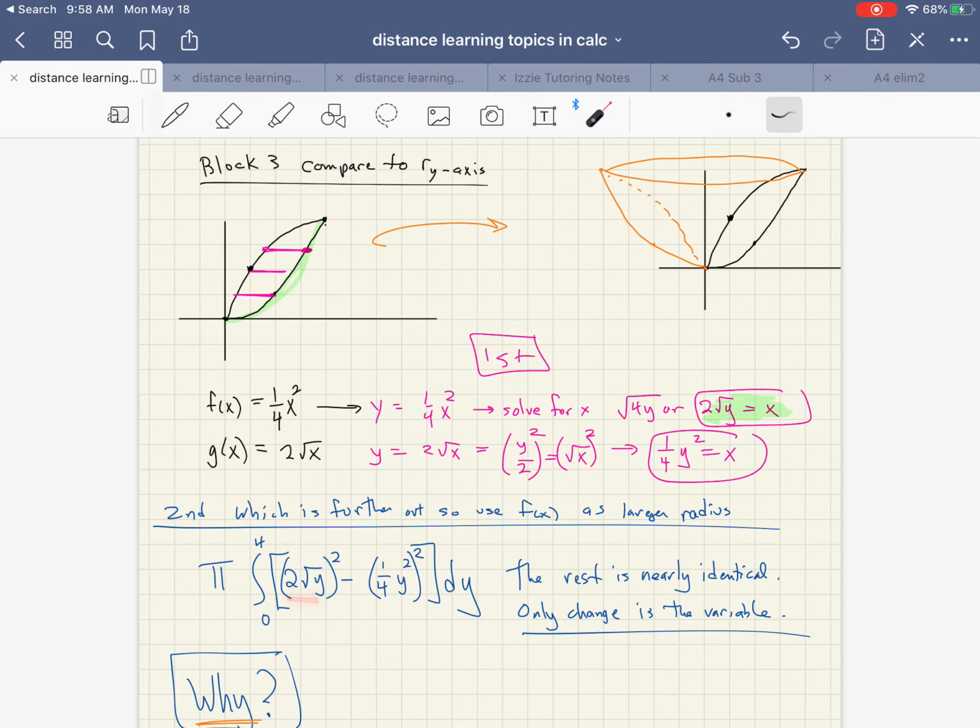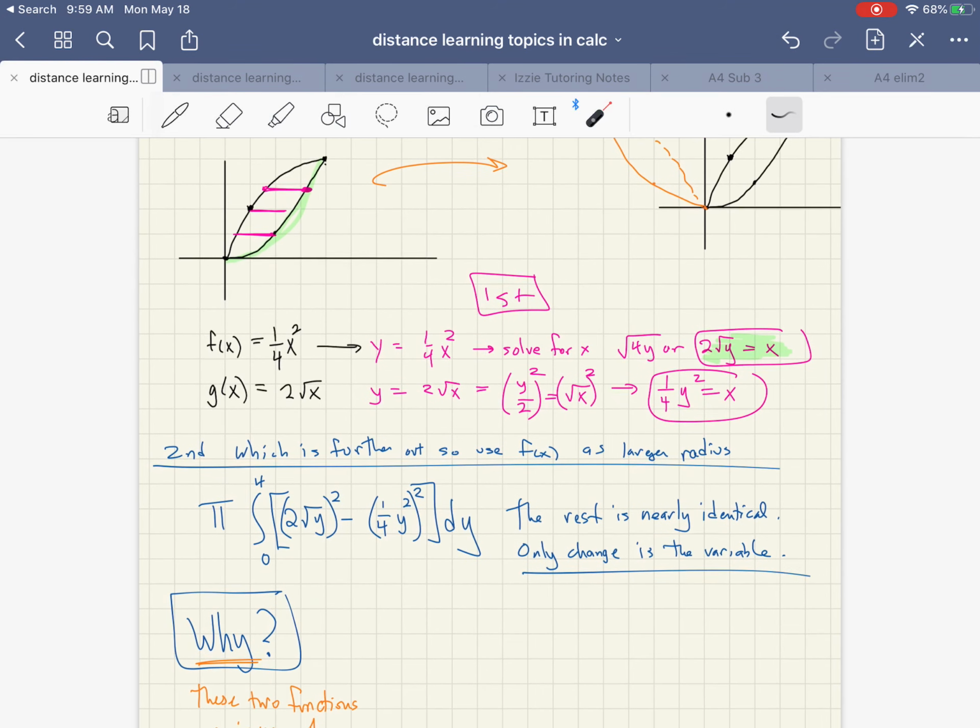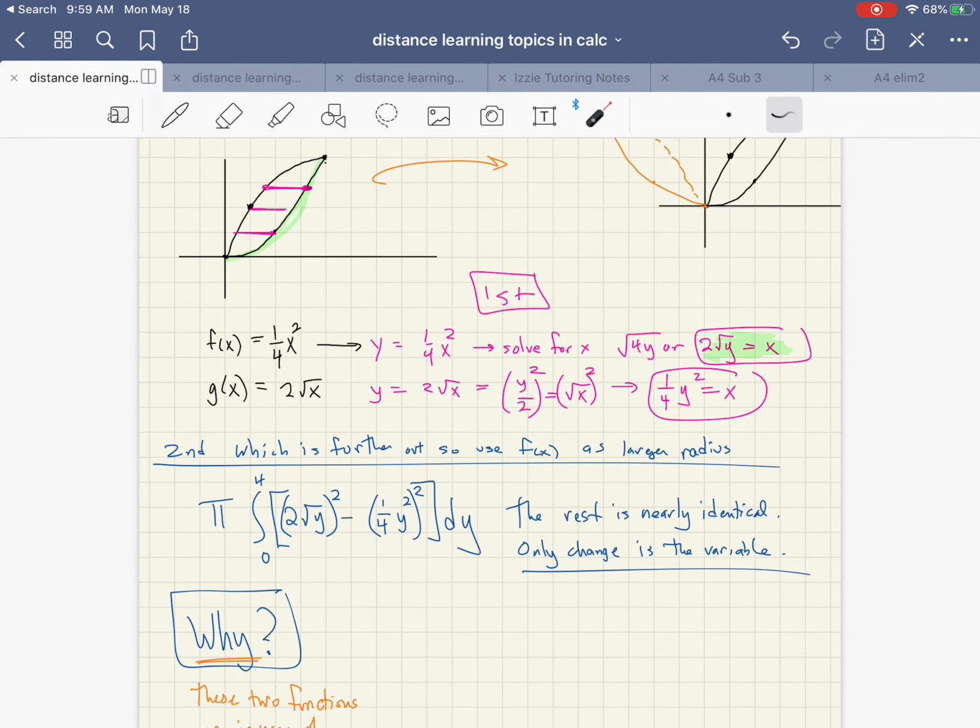We're going to square the 2 root y. We're going to square the 1/4 y squared. And it's in terms of y, so we're going from 0 to 4 again, because it starts at 0 and ends at 4. And then all of the calculus is the same. So we're going to end up with the exact same answer as the previous problem. And I'm going to ask you why. I want you to pause, think about it, and we're going to discuss.